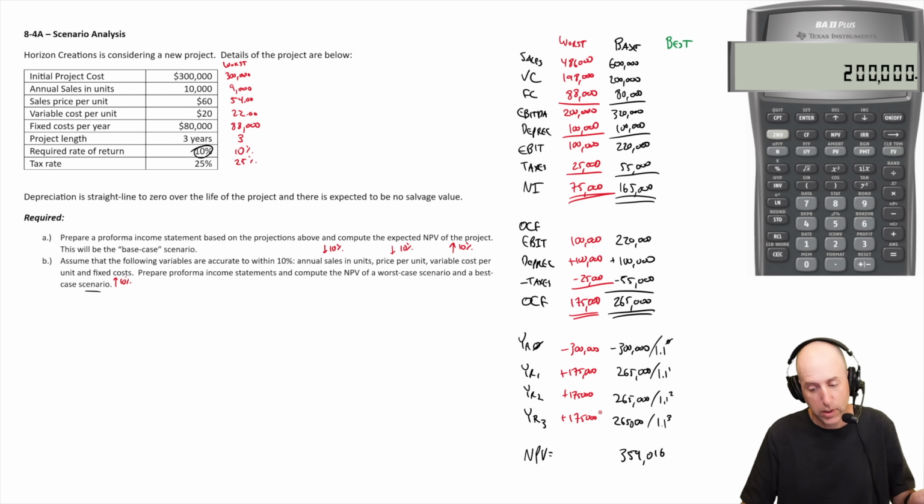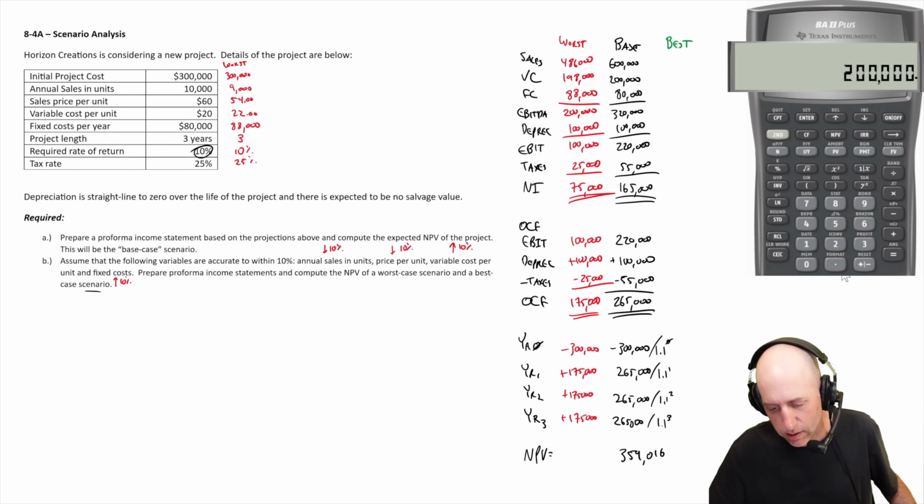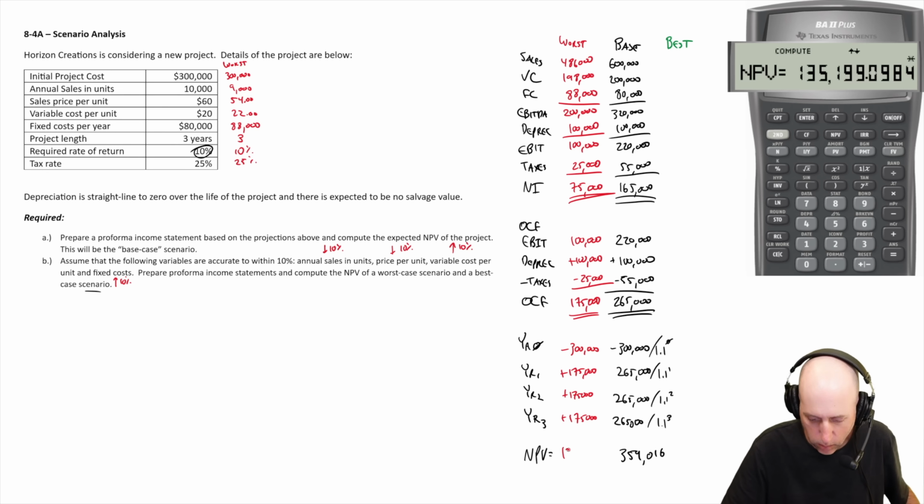So our cash flows are worse in this scenario. They don't look catastrophic, though. Let's crunch the numbers. So CF, clear what's in there. CF at time 0 is 300. Negative, enter. Time 1, 175. Positive, enter. And there's 3 of them. So enter 3 is my frequency. I'm going to NPV, my I here, my discount rate is 10. And let's compute NPV. I get 135,199.